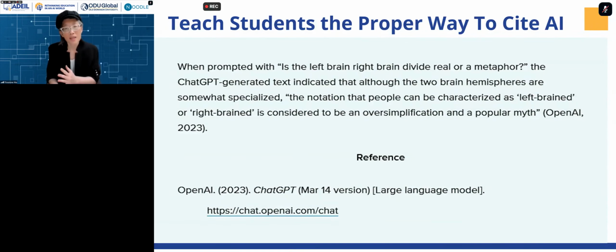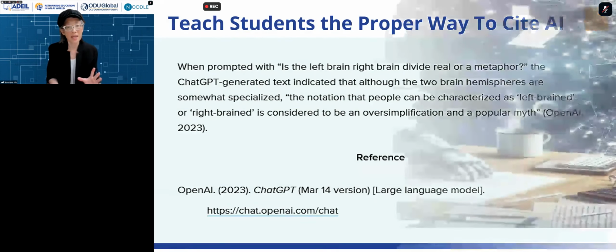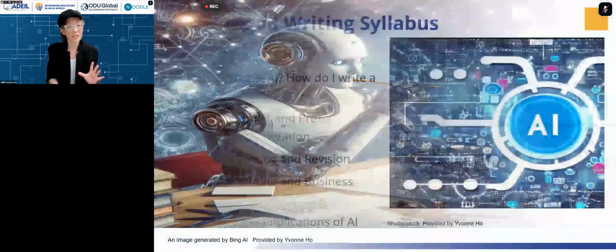And now if you use sources from ChatGPT, you need to cite the source like you would any other source. So in-text citation would be OpenAI 2023, and then this would be how you would teach students how to do a reference citation in ChatGPT.